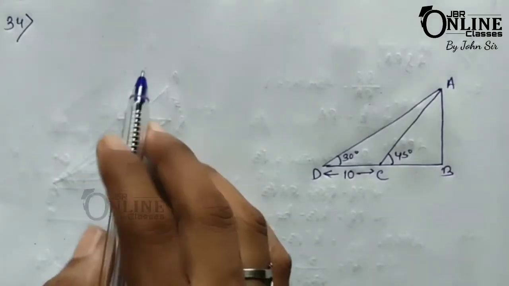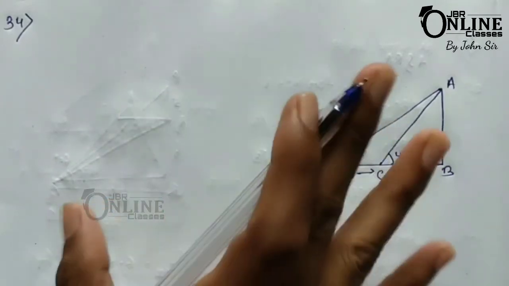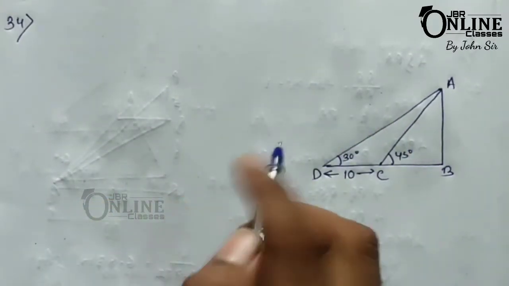So now sum number 33. Sum number 33 is the same as the previous one. So I hope you can solve this one.